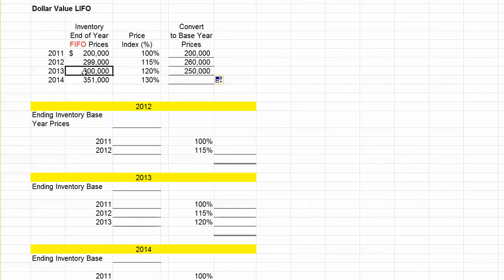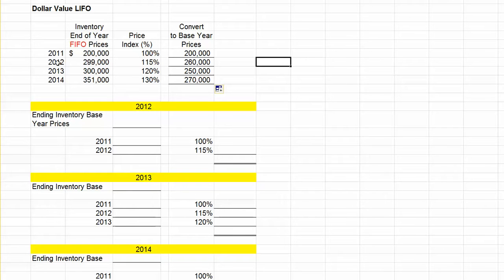We do the same thing for 2013 inventory. In 2013, on a FIFO basis, our inventory in today's dollars would be $300,000. But using prices that we would have paid back in 2011, our inventory would only be worth $250,000. And again, we convert the 2014 value inventory as well.